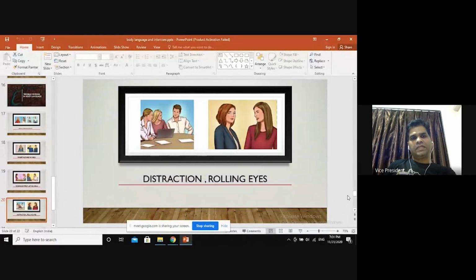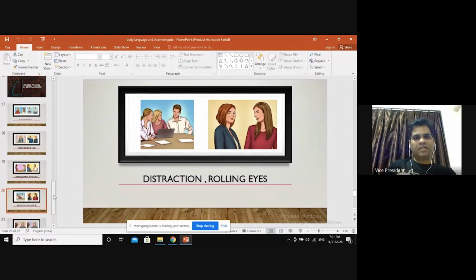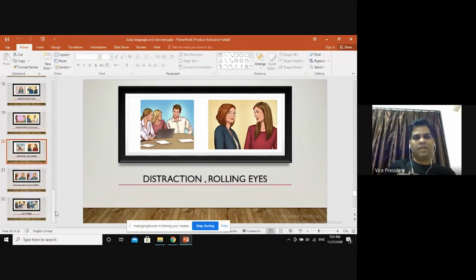Distraction, rolling eyes. It is evident what I'm trying to tell you: if you are getting distracted, it will not help you out. While one person is asking you a question, you are thinking somewhere else and your eyes are pointing in another direction, which is not going to help you. Maybe we can go to the next slide, Yudhishthir.